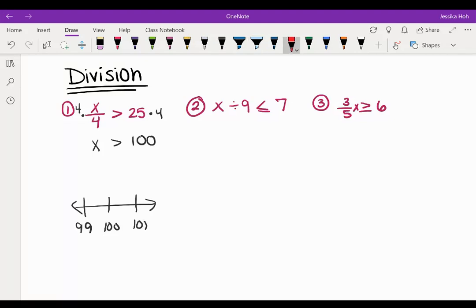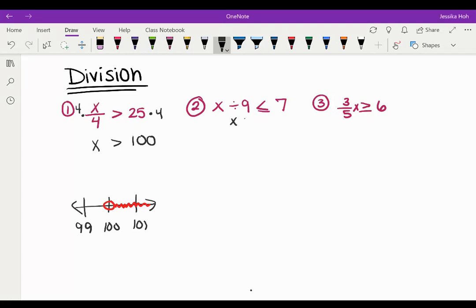So it is going to be an open circle because it's not including 100. And x is greater than 100. So if I put 101 for x, because it's in my shaded region, 101 is greater than 100, so I am correct.